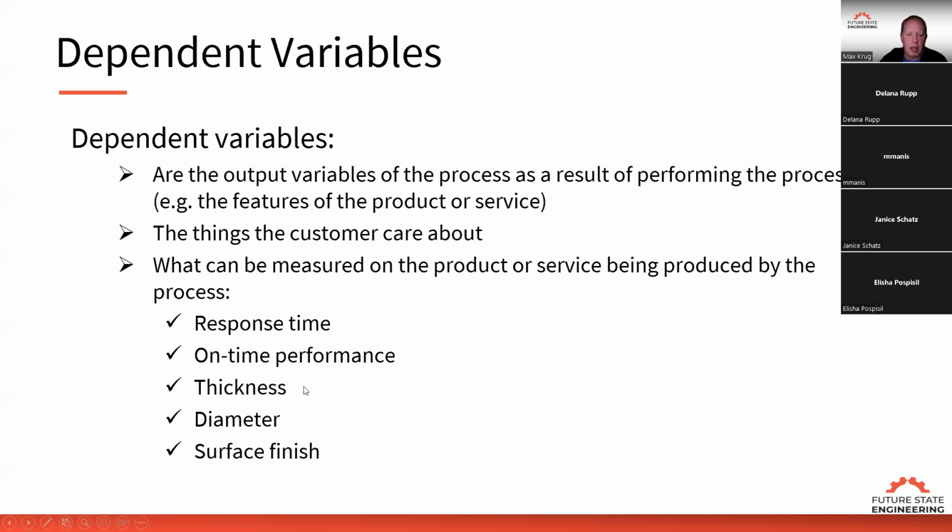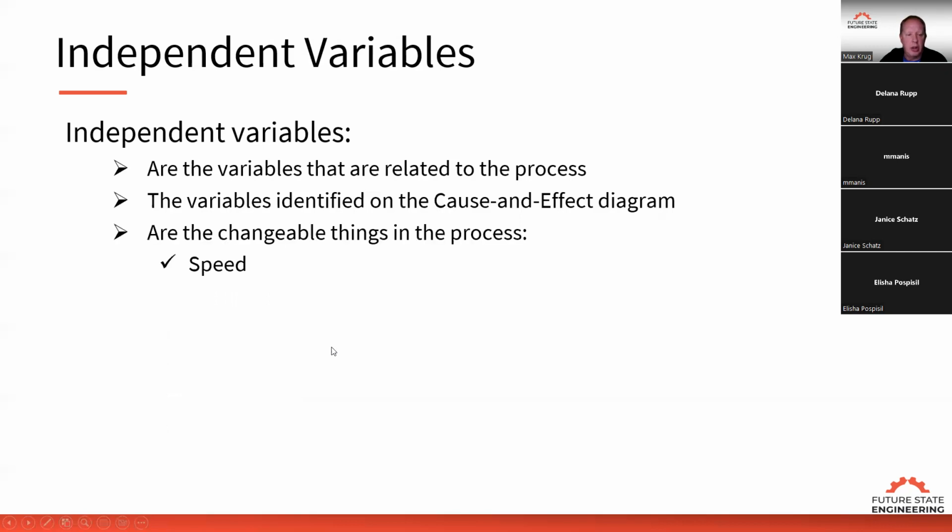So thickness is one of the characteristics of the product. How does speed relate to thickness, right? So the machine setting speed, does that affect thickness or not? So what we're doing is we're ranking that on a scale of 1 to 10. So we start to understand the critical few.